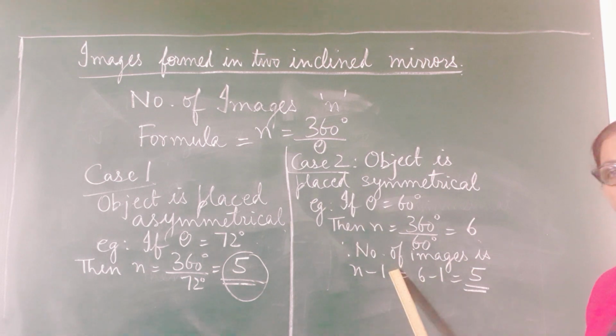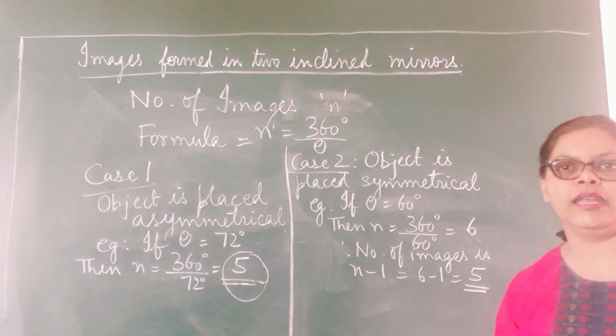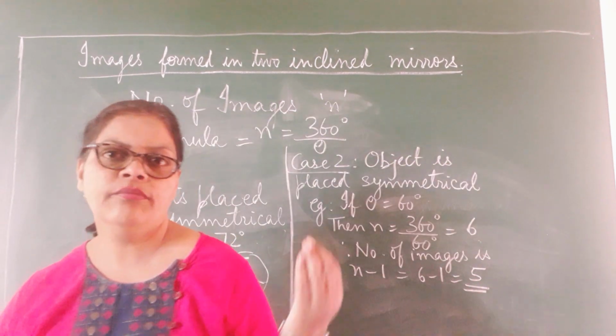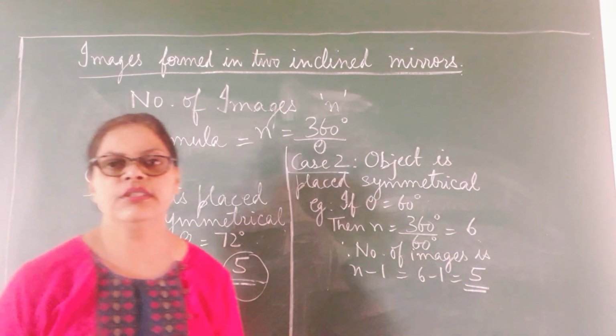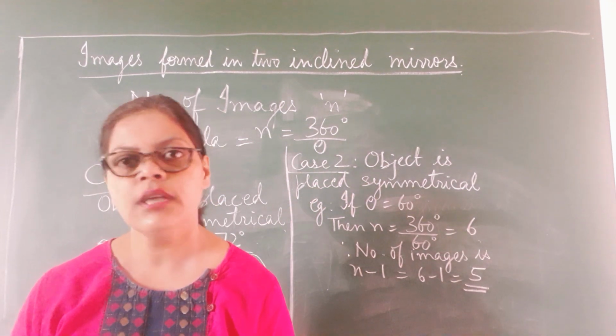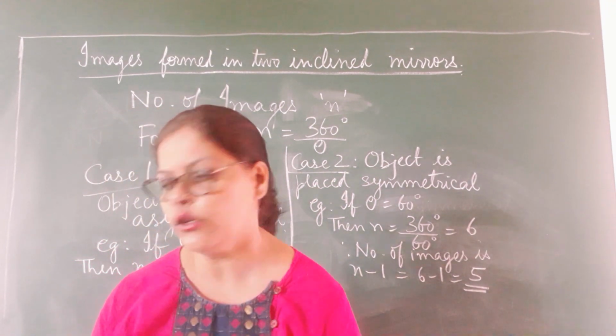If it is even, then you will do one extra step of n minus 1. Okay children? Small numericals could be asked based on this particular formula, 360 upon theta, where you will be supposed to find out the number of images formed, and it will not carry more than 1 or 2 marks.